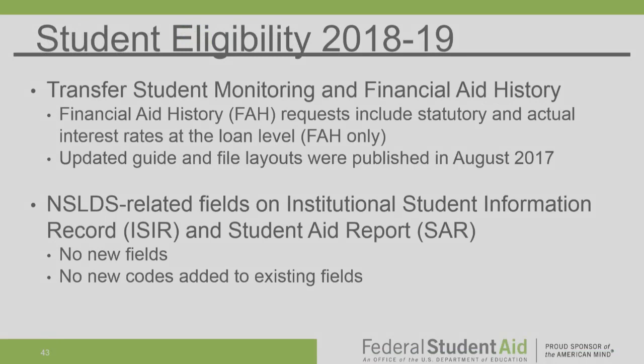So moving on to student eligibility for 2018-2019. Just like the last few years, there were very few changes that we made. So this was a pretty basic rollover for us. We will note that in the FAH request, we did go ahead and add the statutory and actual interest rates into FAH, and we did update an updated user guide as well as record layouts this past August. So those are out there for you. In terms of the ICER, it was a straight rollover. There were no new codes, no new IDs this past rollover, and we're anticipating the same for 2018-2019.